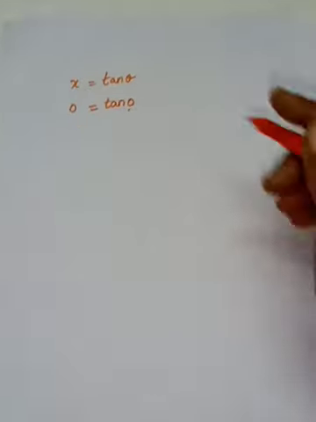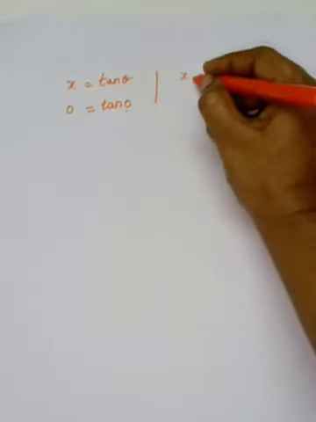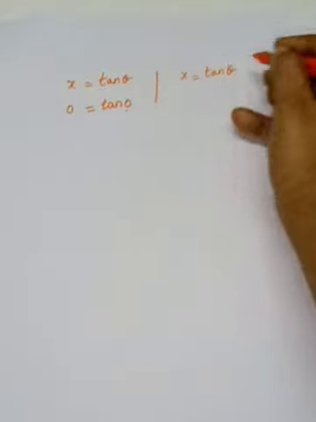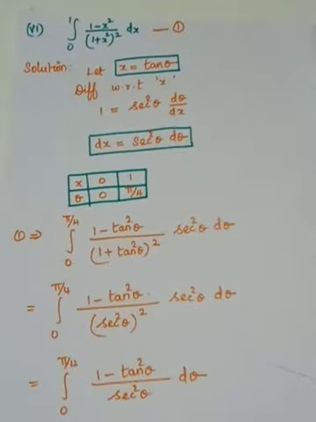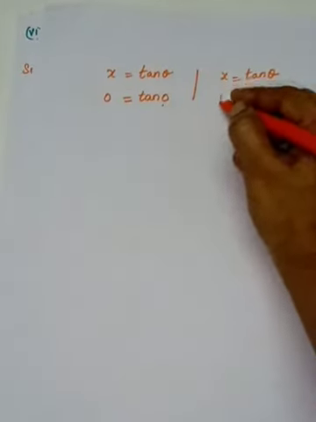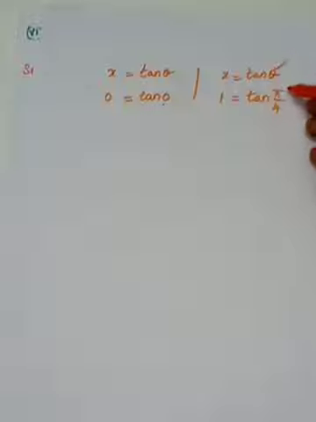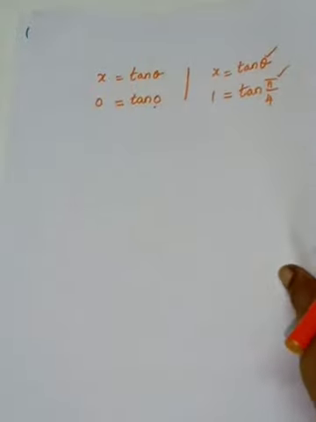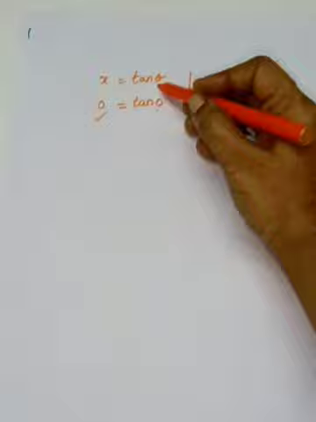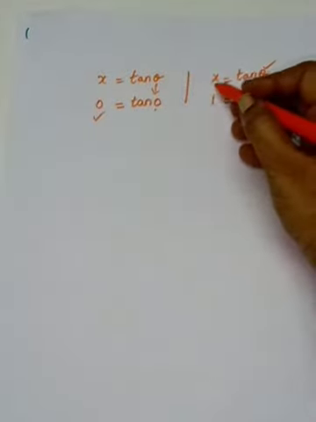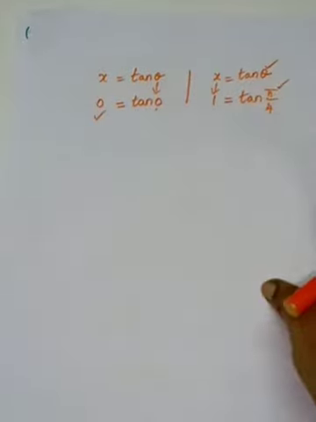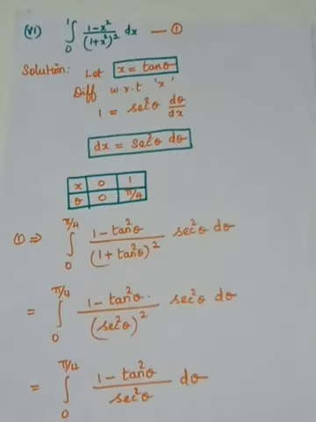And the next one: x is equal to tan theta, that is the relation you have. Now the x value is 1, so 1 is equal to tan pi by 4. Tan 45 degrees is 1, so in the place of theta you have pi by 4. Therefore when x is 0, theta is 0, and when x is 1, theta is equal to pi by 4. So the limits are changed in terms of theta.